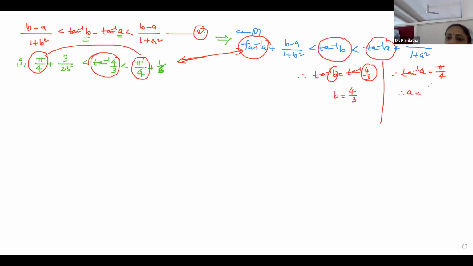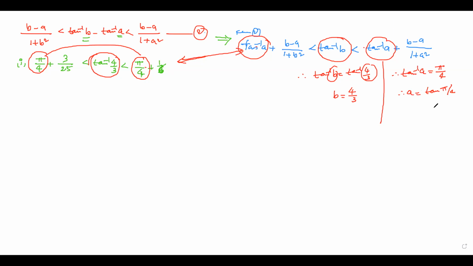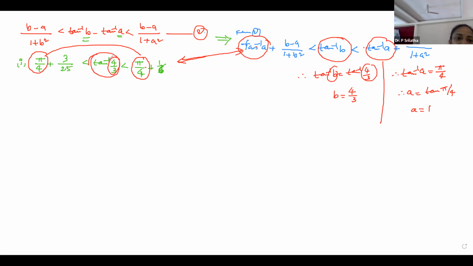From that, A equals tan pi by 4, that is tan 45, which is 1. So from this we can write the A value is 1 and B is in the middle. Always the middle value is the B value, and the similar value on both sides is the A value, right? So from the question, the A value is 1 and B is 4 by 3.